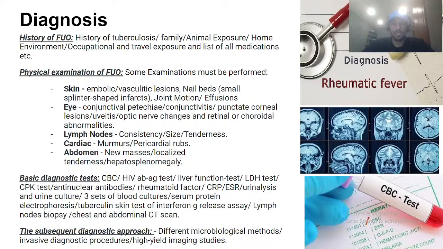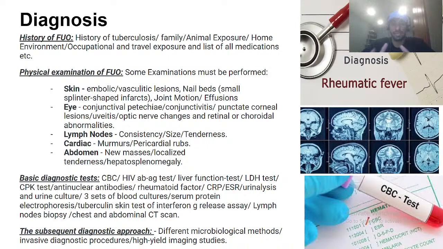First, we have to look at the history. First, we have to know if the patient suffers from tuberculosis, or has some family members who are sick, or the patient was exposed to animals, or was in contact with animals, or the home environment. And also it depends on the occupation or professional disease, and also travel exposure, and a list of all medications, etc. And also a physical examination is very necessary and it must be performed.